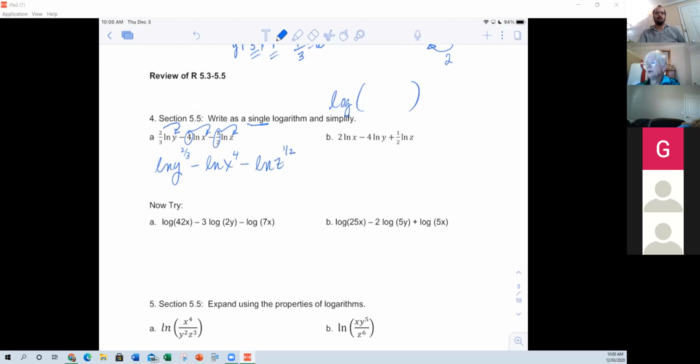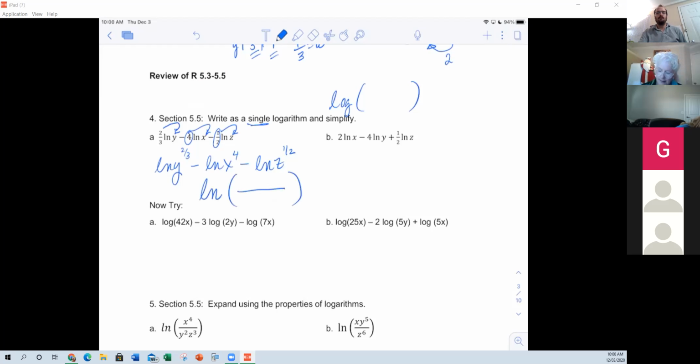Okay, now once we have gotten all the exponents taken care of, once we've gotten all the coefficients and we've moved them to exponents, now we're ready to write the log or the ln with the big blob. So I'm just going to write ln blob.